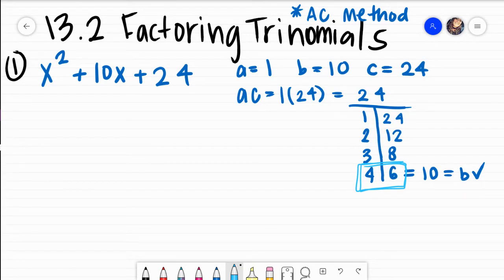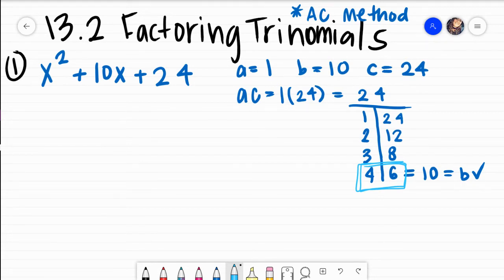Now, whenever you expand your B term, if you look, that's not just a 10, that's a 10x. So whenever we put our 4, it also needs to have an x. When we put our 6, it also needs to have an x. I need both of them to have the same variable so that when I combine the two, 4x plus 6x, I get back to the original b, which is 10x. Okay, so don't forget your variable.